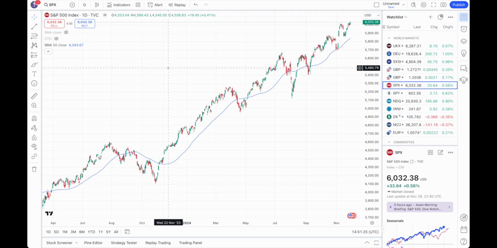So how do people actually use the moving average? The first thing the moving average tells you is whether the market is in an uptrend or a downtrend. Generally speaking, if price is trading above the moving average, that means the market is in an uptrend. And if price is trading below the moving average, that means the market is in a downtrend.